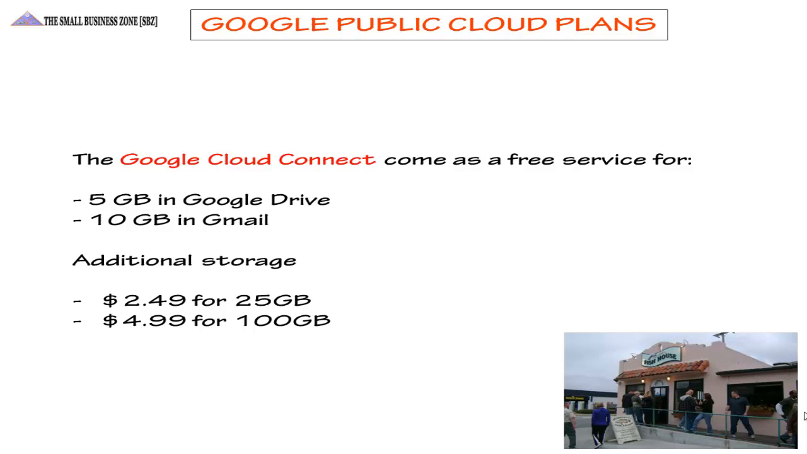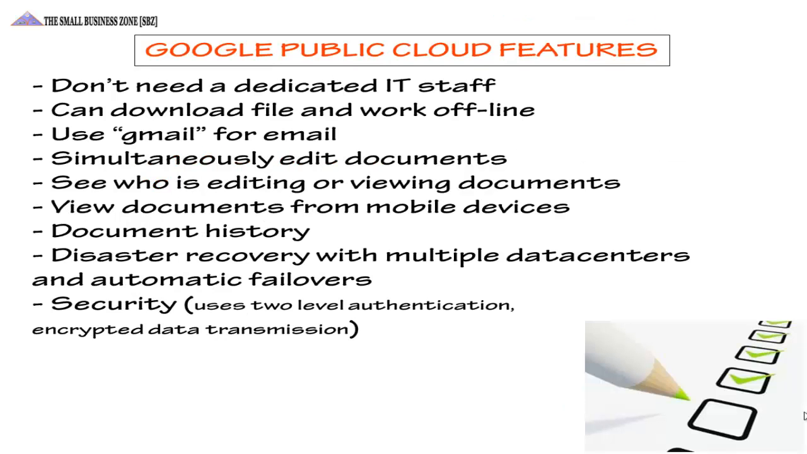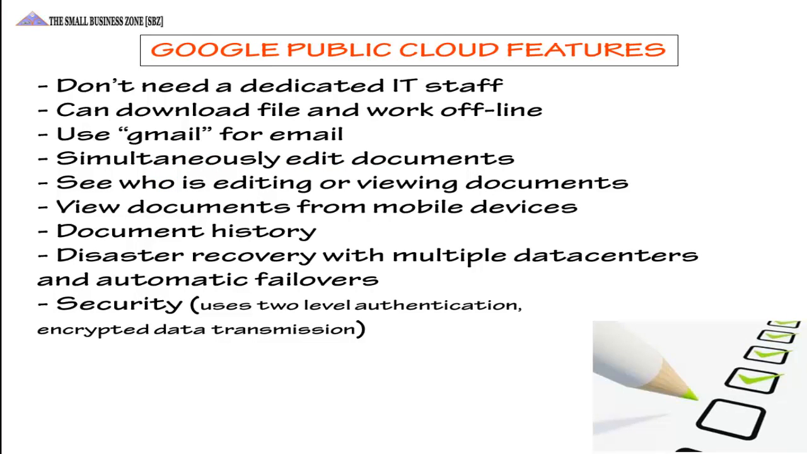The Google Cloud Connect comes as a free service for the first 5 GB of storage. You can have 5 GB of storage in Google Drive and 10 GB of storage in Gmail. That's all free. If you need additional storage for 25 GB, it's going to cost you $2.49, and for 100 GB, it's $4.99.